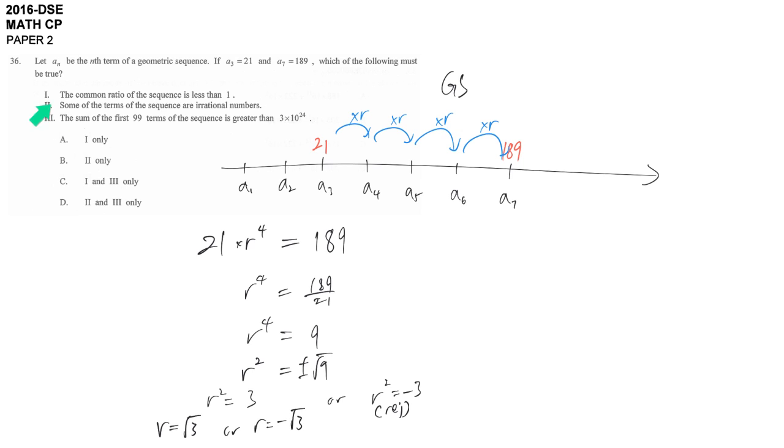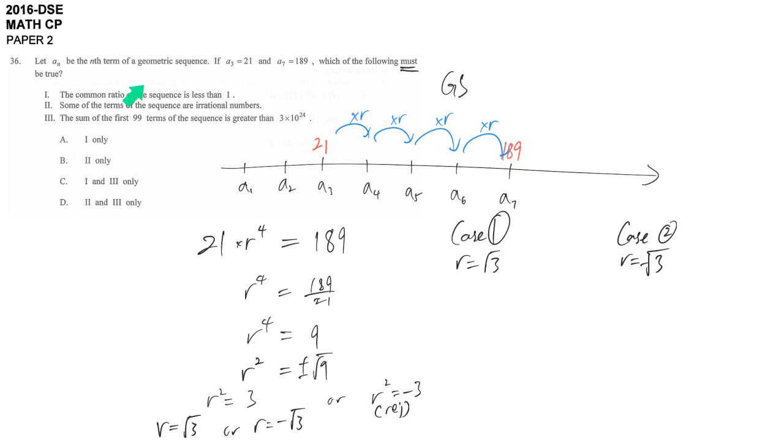So whenever we judge this kind of statement, whether it is always true or not, we have to consider both cases, because the question says must be true. What we are finding are must-be-true statements. So now we have two cases. Case 1, r equals square root 3, and case 2, r equals negative square root 3.